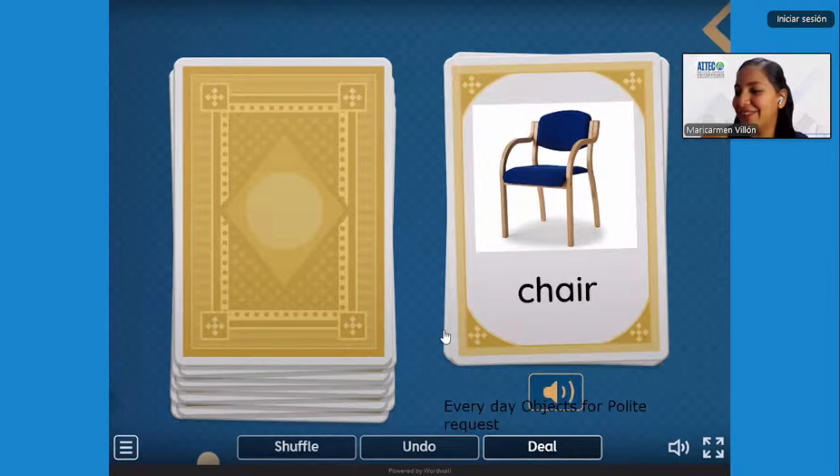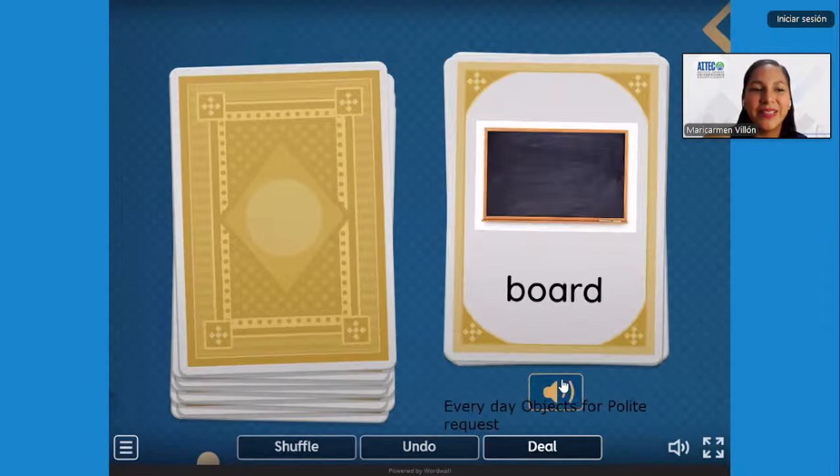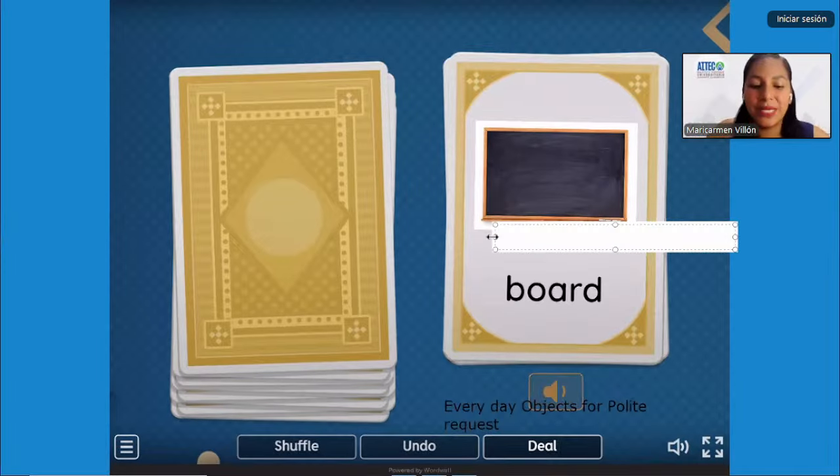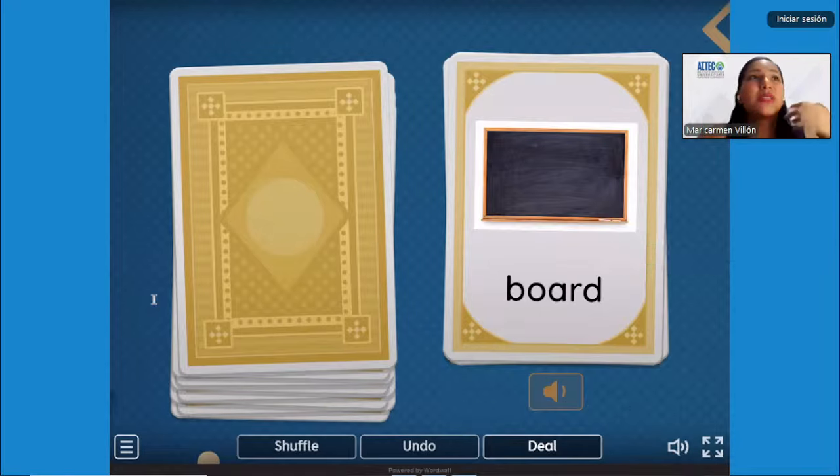Chair. Yeah, very good. Board. Yes, this is board. Actually, this will be a blackboard. Now, if this board was white, it would be whiteboard. Yeah, but it is a word, a board. Okay, let's continue with the next. So remember, you can say board, or you can say whiteboard, or blackboard.